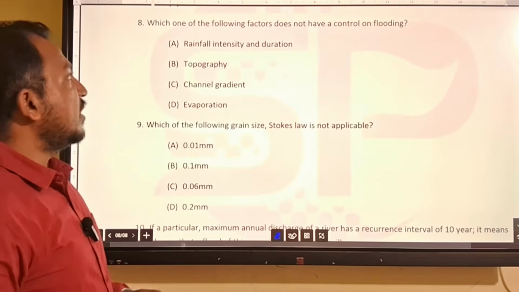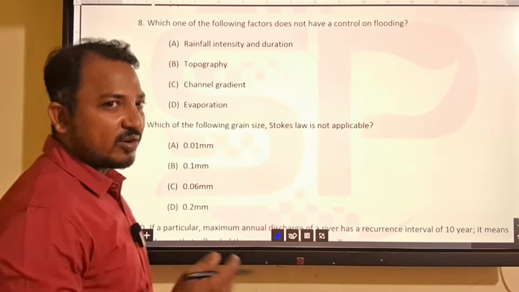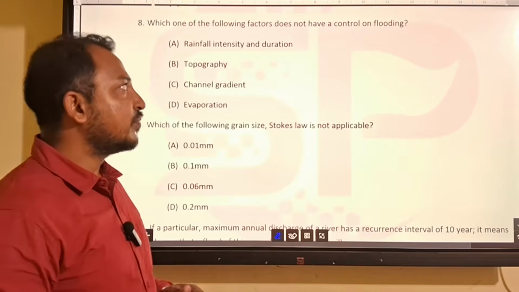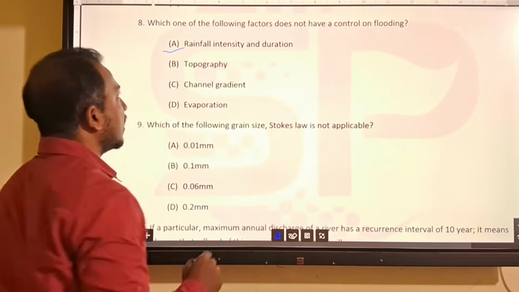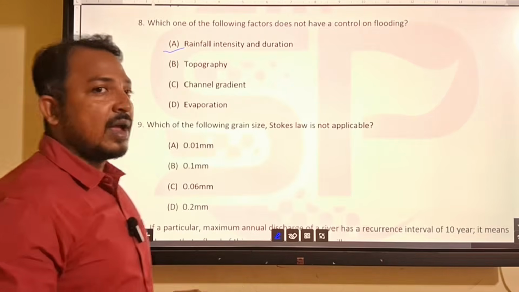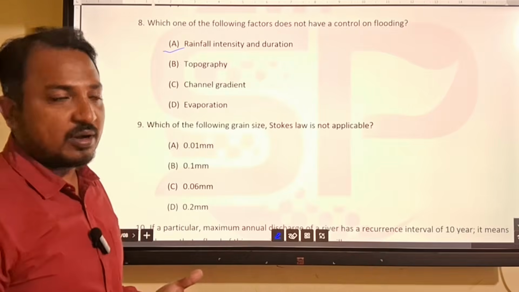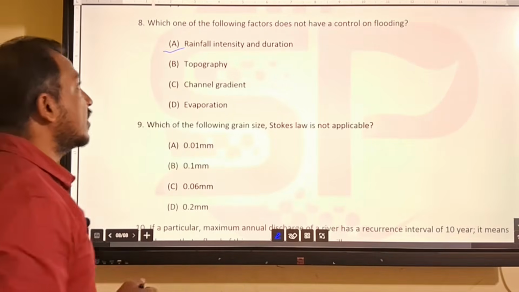Then, which one of the following factors does not have control on flooding? Flooding occurs because of higher rainfall in the upper reaches of the river, and there are other causes also. Then rainfall intensity and duration. If there is more rainfall, and rainfall for more time, then more water will come, so that it can overflow from the river valley. So it will be correct.